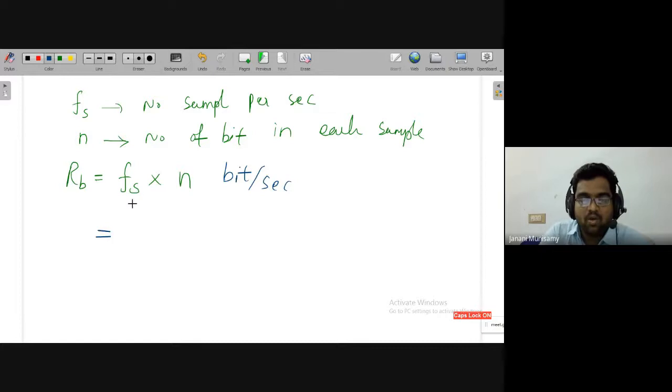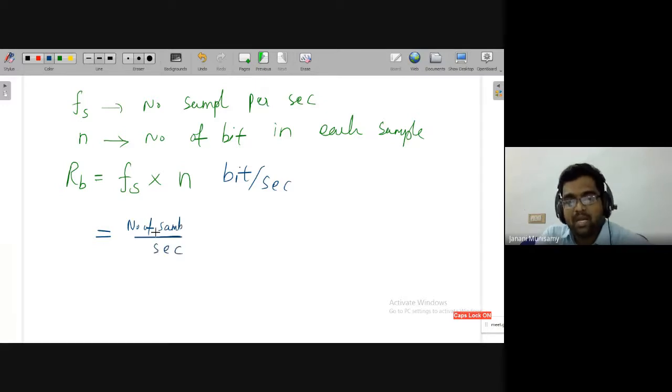Again you apply the unit. See, this is number of samples per second. This is number of bits per sample.